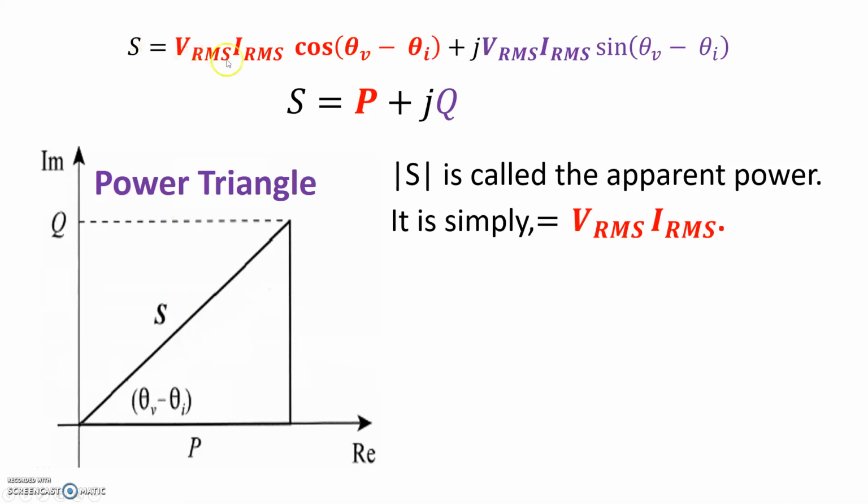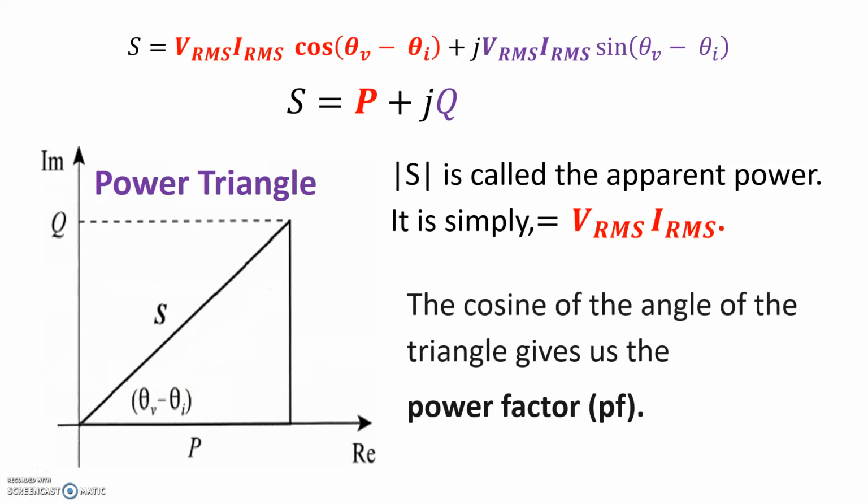It simply is VRMS IRMS. If you actually take the magnitude of this, this triangle is called a power triangle. This angle right here, theta v minus theta I, if you take the cosine of that angle, that gives us a new term called the power factor. So power factor is defined as the cosine of theta v minus theta I.